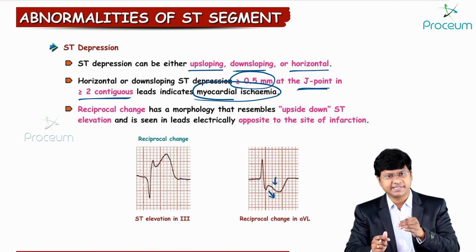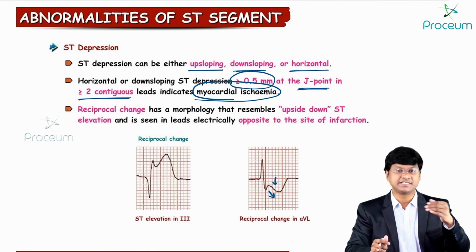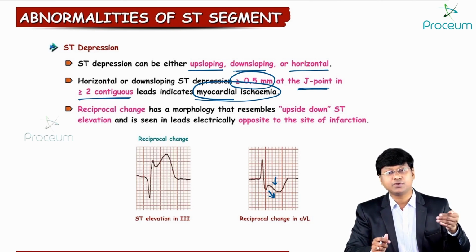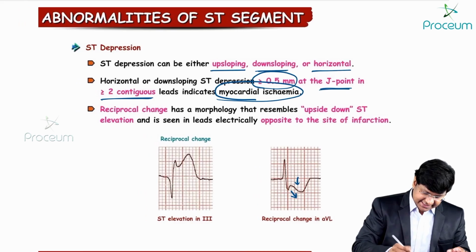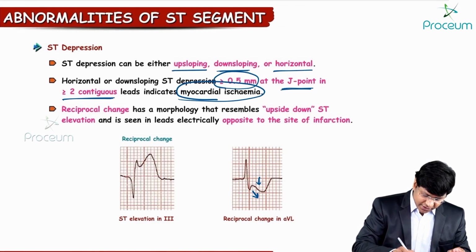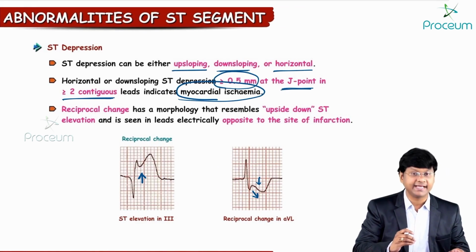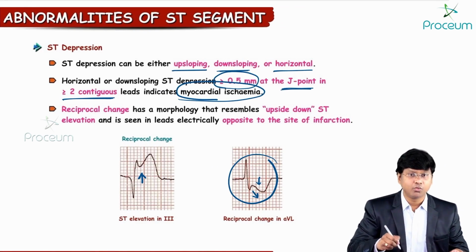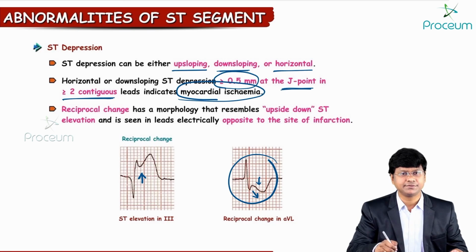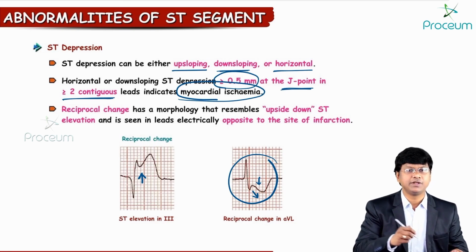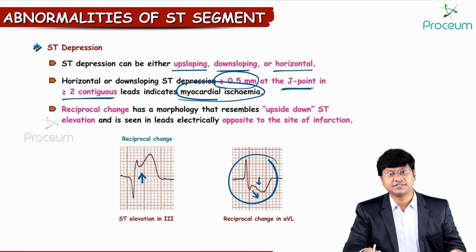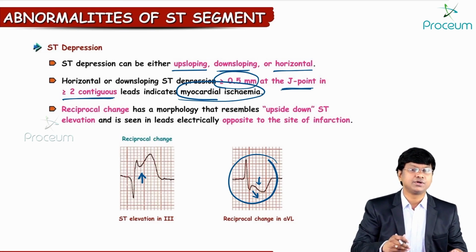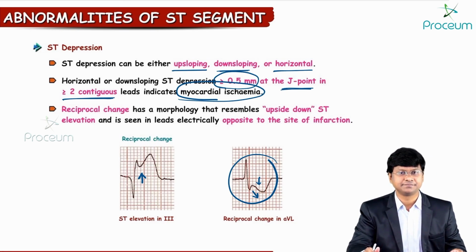Now whenever there is ST segment depression, what will be the reciprocal changes? The reciprocal changes will be ST segment elevation. So in one lead, if you have ST segment depression, the reciprocal changes will be ST segment elevation, exactly on the opposite side of the infarction.